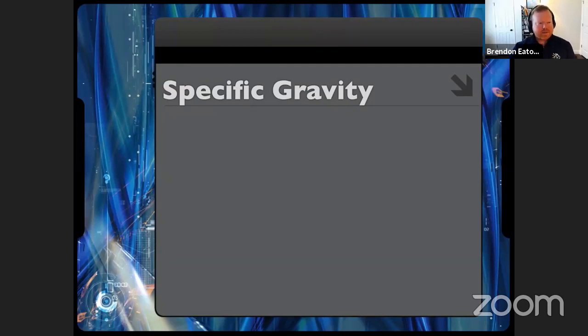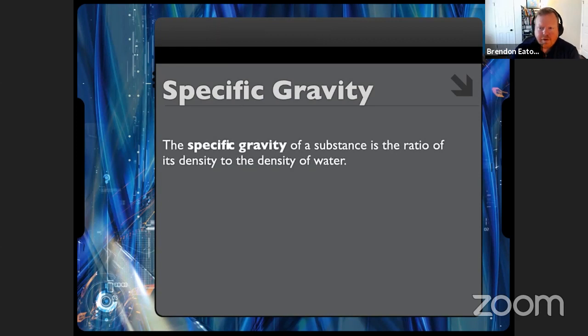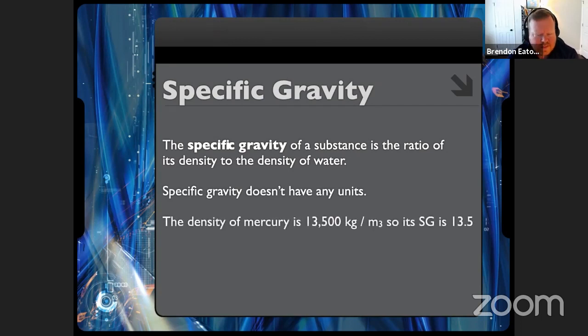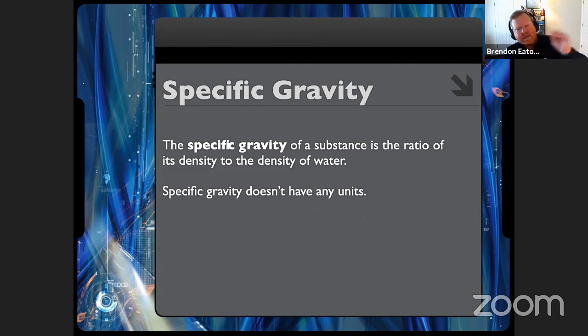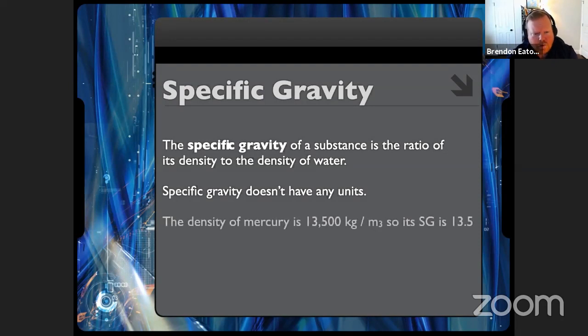All right, so our next mini micro topic is about specific gravity. The specific gravity of a substance is the ratio of the density of that substance to the density of water. So it's the density of the substance divided by the density of water. Specific gravity doesn't have any units, which is kind of interesting because density does, but if you're taking a density divided by density, so kilograms per meter cubed or kilograms per liter, and divide it by kilograms per liter again, the units just disappear.